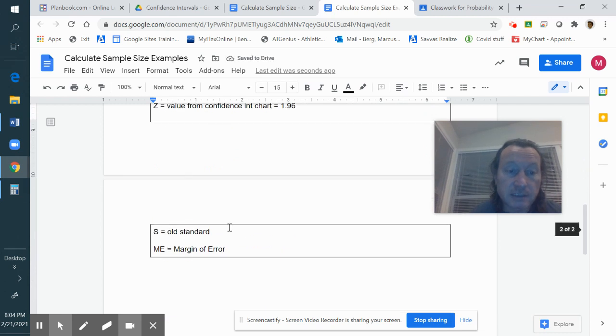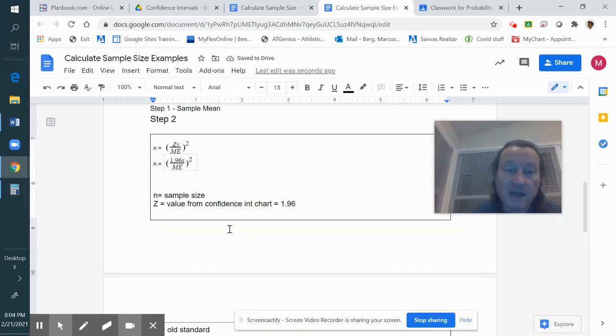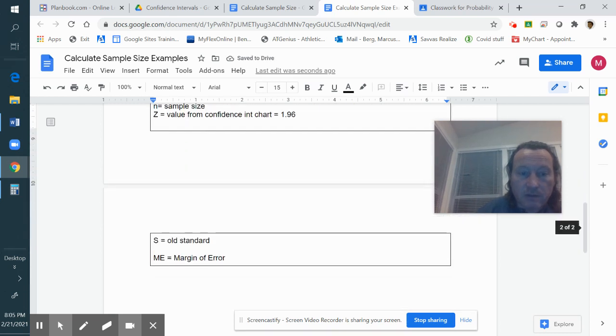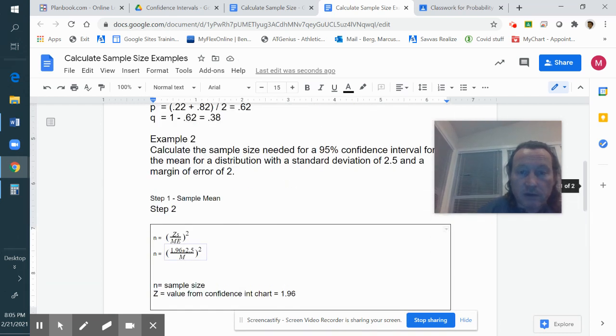S, what is S? That's your standard deviation. You're going to find this up here. Your standard deviation is 2.5. So it's going to be 1.96 times 2.5. I put that in the wrong spot. Hopefully I'm paying attention. I'm a little tired. All right, let's try it again. So let's go with 2.5. And M is your margin of error, or ME. And we want a margin of error of 2.